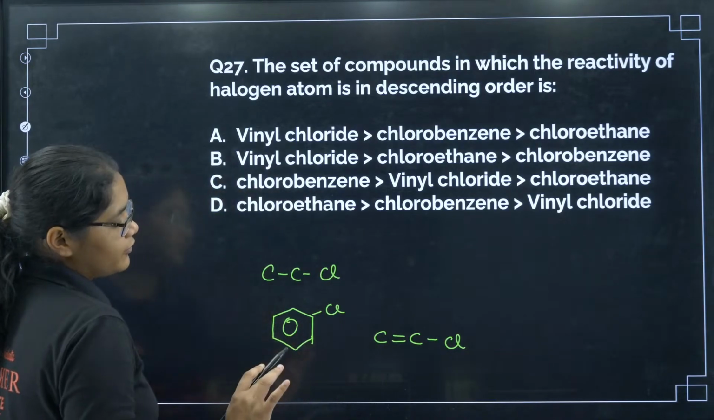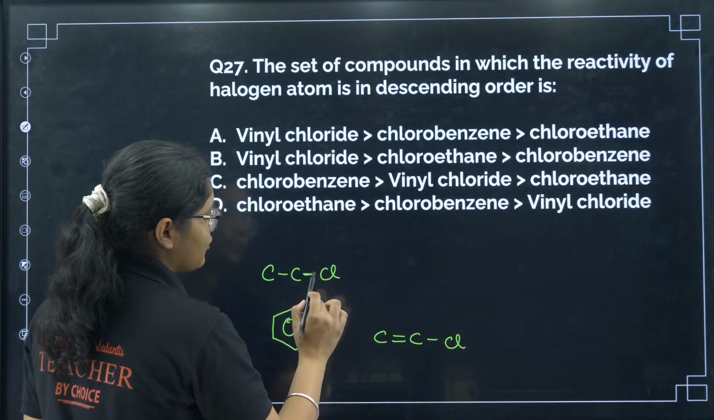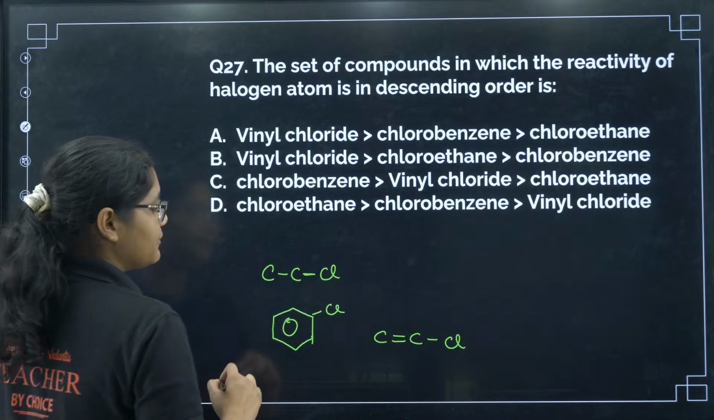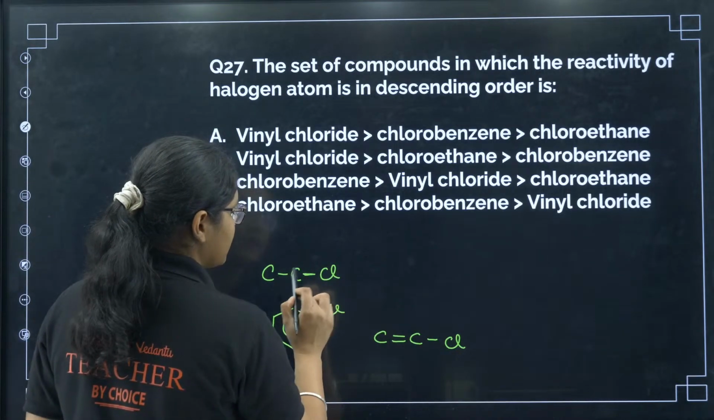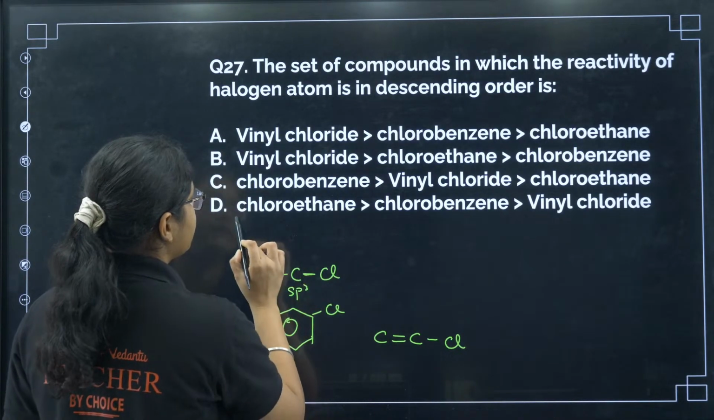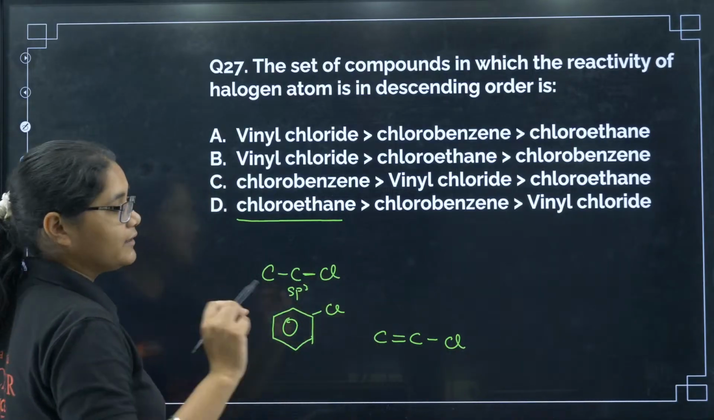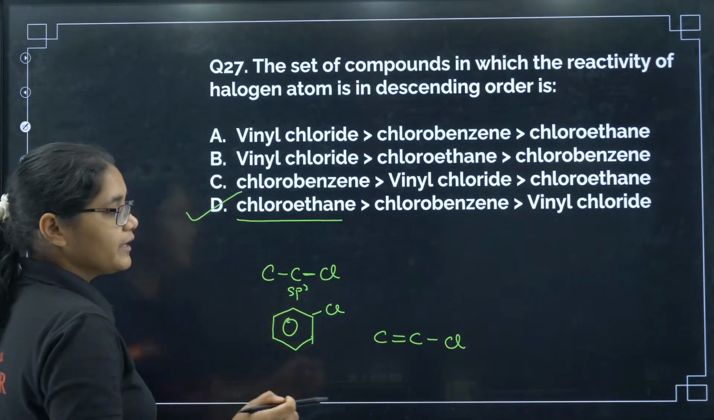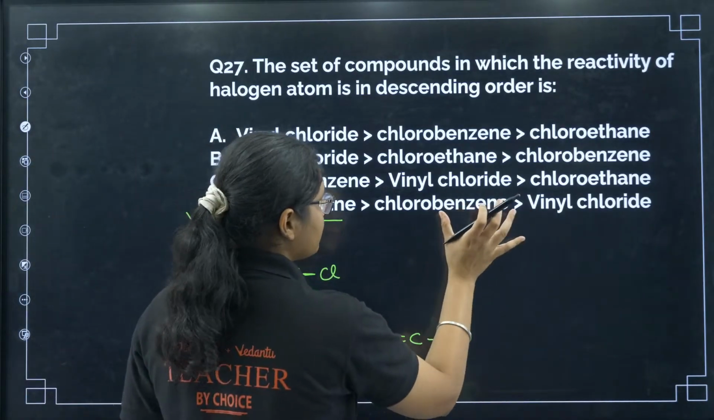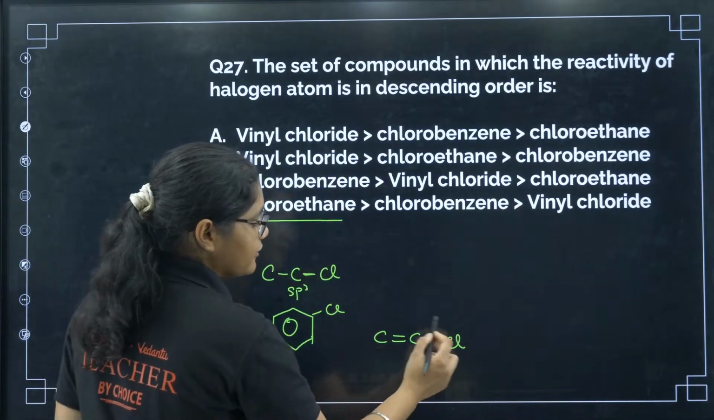Okay, so first of all, you should know that breaking this bond is very easy, right? Why? Because this is an sp3 hybridized carbon, so definitely chloroethane will be highly reactive. So option number D. Here there is a small error in the options, I can say.